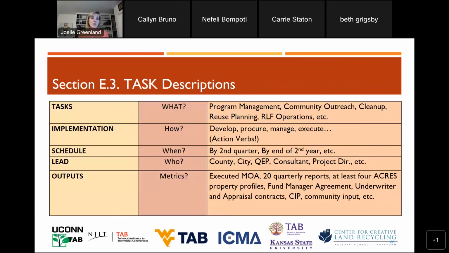So tasks, when we're talking about tasks in this whole thing, we're talking about what, how, when, who, and the metrics, right? It's not good enough to just say project manager, right? Or this person or that. You need specifics. So what are you actually doing? And I would recommend don't make it complicated. Just like Beth had said, don't have too many target areas. You just can't do it.